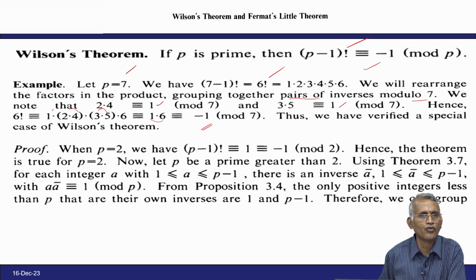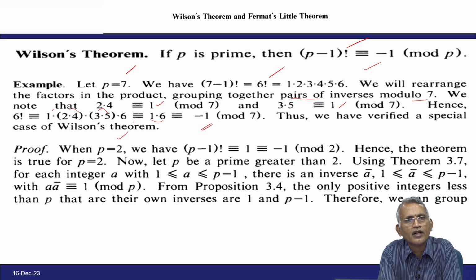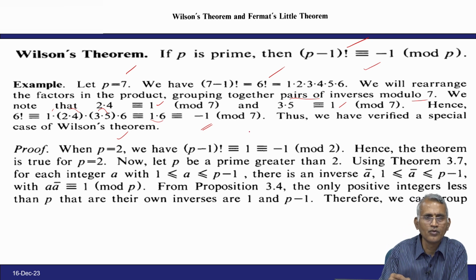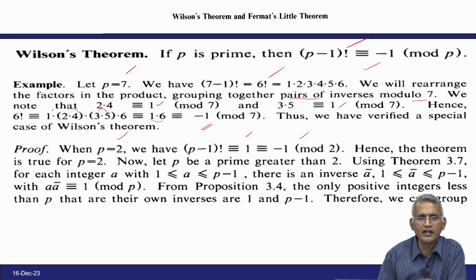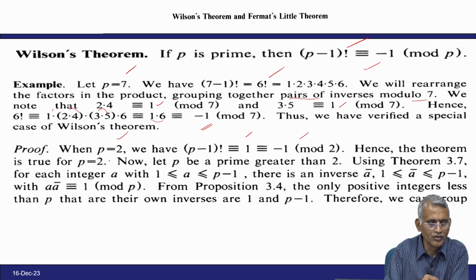Now, we have a proof. Let us start with P equal to 2, because P equal to 1 is a trivial case. We ruled out, P is prime, note that point. P equal to 1 is neither prime nor composite. When P equal to 2, we have P minus 1 factorial, which is identically equal to 1, or which is identically equal to minus 1 under modulo 2. Hence, the theorem is true for P equal to 2.